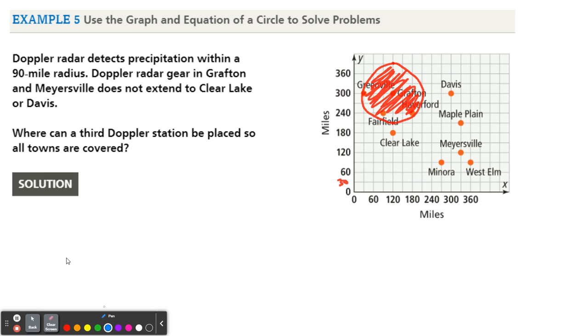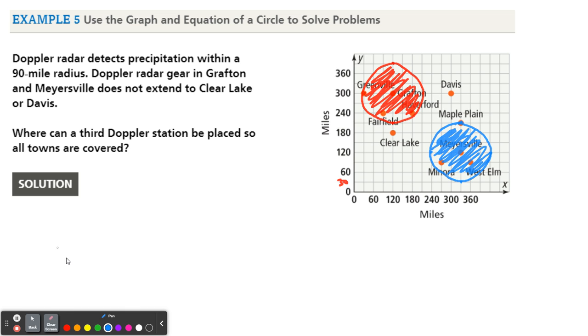I'll also do the one in Myersville. So here's Myersville. We'll go 1, 2, 3, 1, 2, 3, 1, 2, 3, and 1, 2, 3. And I'll draw that. And again, you can tell that it's also not going to hit Clear Lake or Davis. So the question is, where can a third Doppler station be placed so that all towns are covered? We want to put one more Doppler station so that Davis and Clear Lake can be covered.